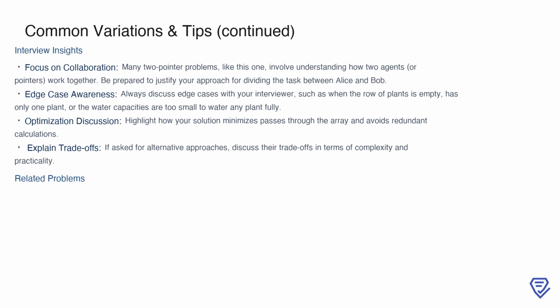When solving this problem in an interview, it's important to focus on collaboration. Many two-pointer problems, like this one, require a clear explanation of how the two agents, Alice and Bob, divide their tasks. Be ready to justify your approach to splitting the work. Additionally, discussing edge cases is crucial. For example, consider scenarios where the row of plants is empty, there's only one plant, or the water capacities are too small to fully water any given plant.